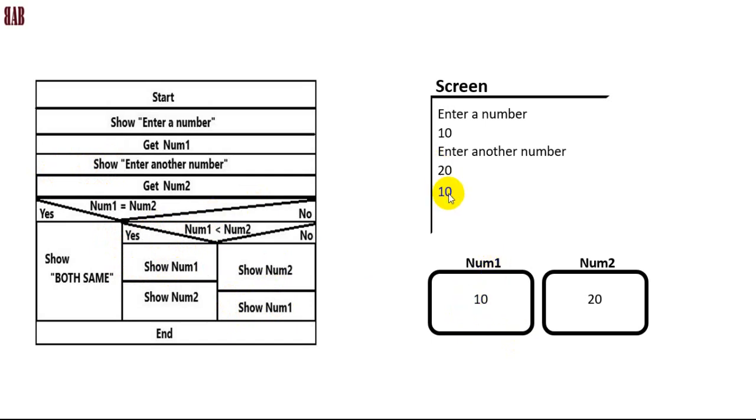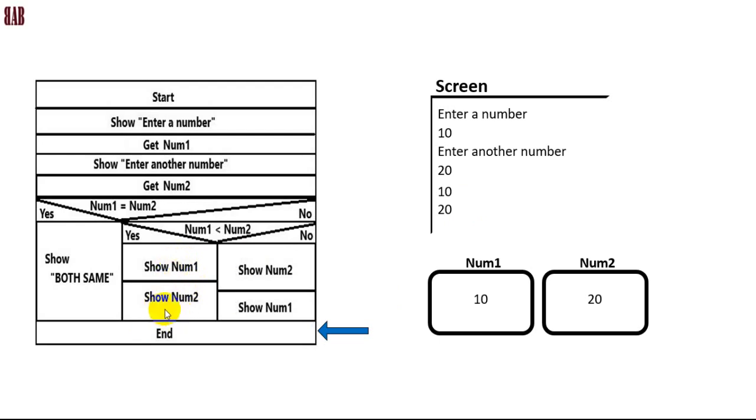So 10 is displayed. Then we go to the next line in that yes side, which is show num2. Num2 is 20. So it displays 20. After this, you come to the next line, which is end. You can have any number of statements inside this. It will execute one by one. Now, in this case, we have only two statements, so it did those two, and we don't actually require any other statements.